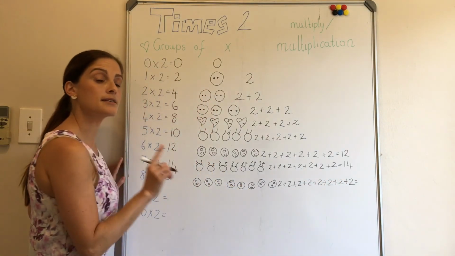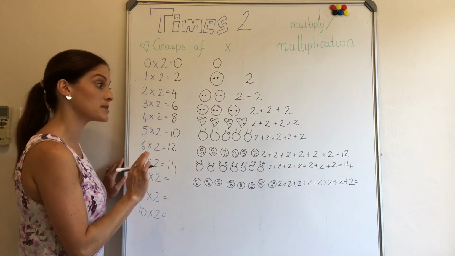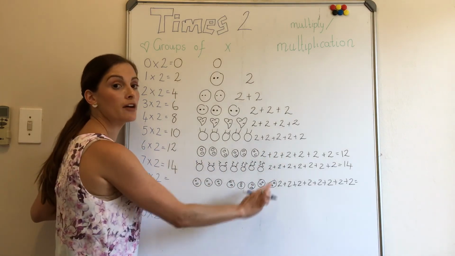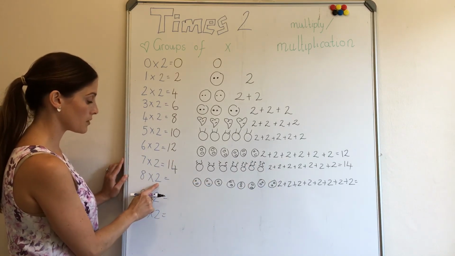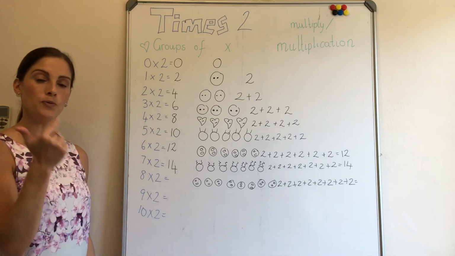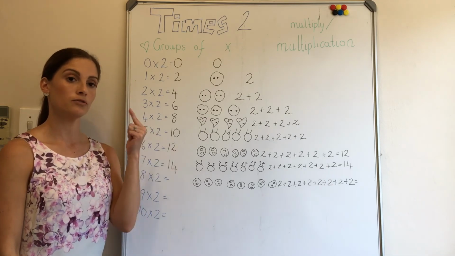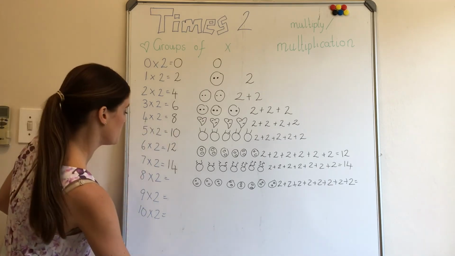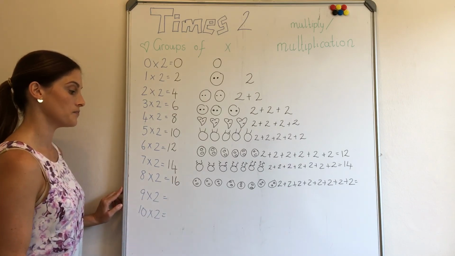Like I said, it's times 2. So we're doing 2 plus 2 plus 2. If it was times 5, then you would do 5 plus 5 plus 5, but it's times 2. We are going to count in 2s till we have 8 fingers. Let's go. 2, 4, 6, 8, 10, 12, 14, 16. So 8 times 2 is 16.